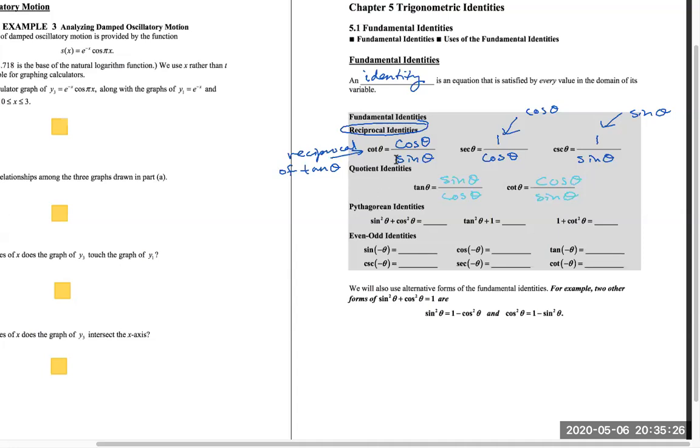One more thing I want to mention about the quotient identities. They're called quotient identities because they're quotients of different functions. So we have the quotient of sine theta over cosine theta and the quotient of cosine theta over sine theta.